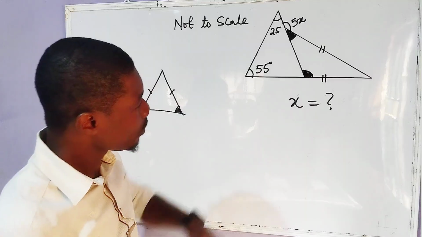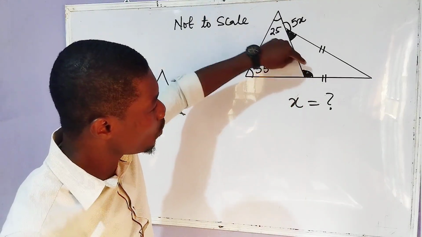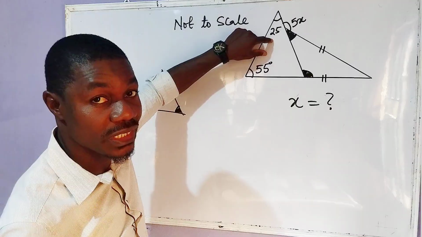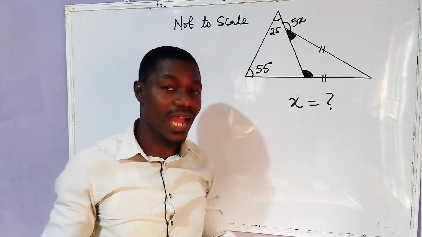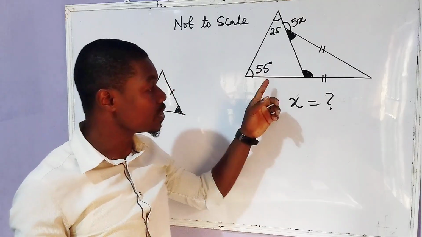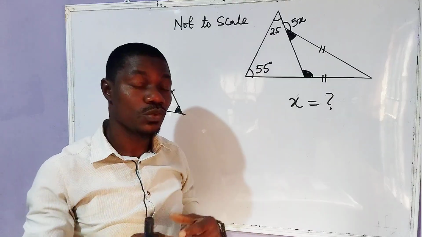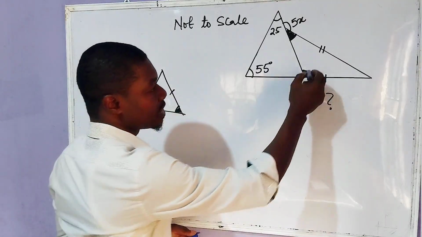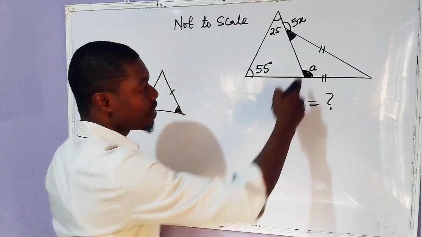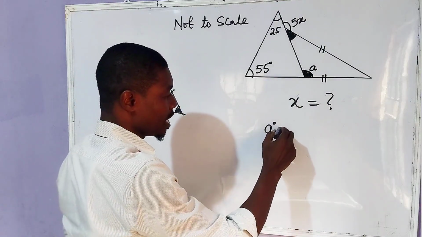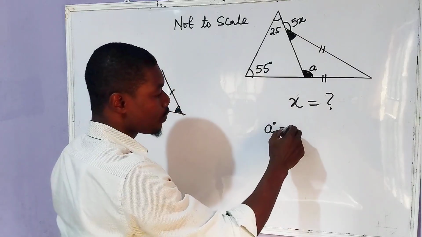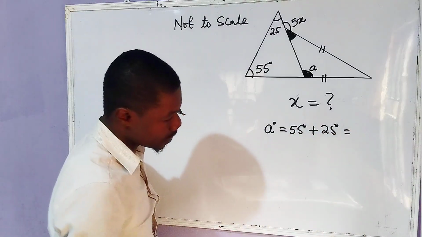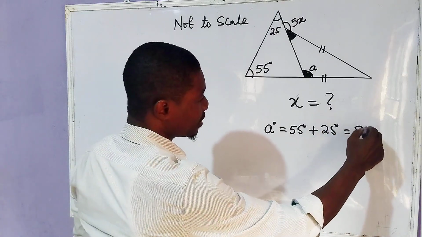So for us to get this, which is an external angle compared to these two opposite interior angles, there is a rule that says an external angle of a triangle is equal to the sum of the two opposite interior angles. What does that imply? Let's assume this is A. The external angle A is equal to the sum of the opposite interior angles, which gives us 80 degrees here.